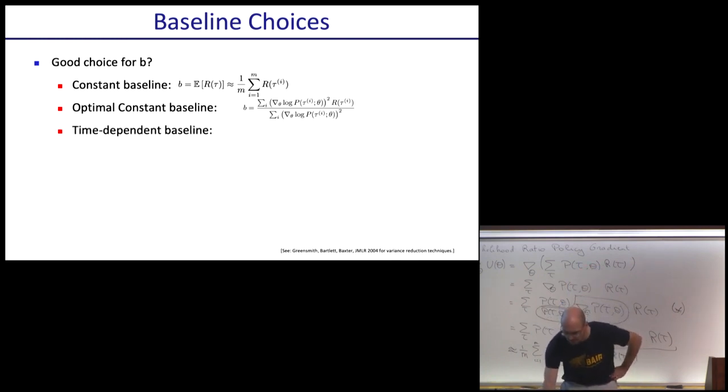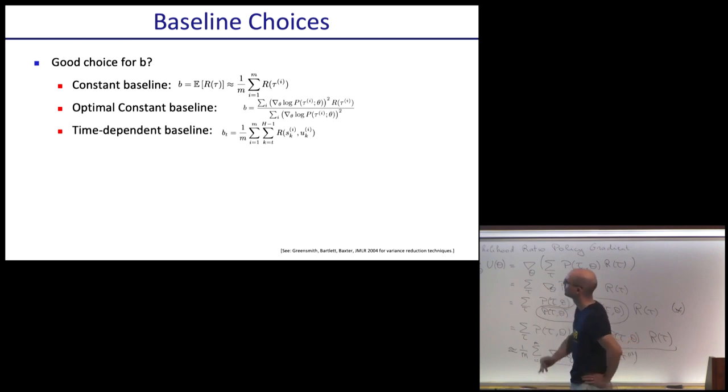You can make it time dependent. My baseline will only look at things from then onwards, not things that happened in the past. So for time slice t, I look on average from t onwards over all trajectories, how much did I get, and average that.